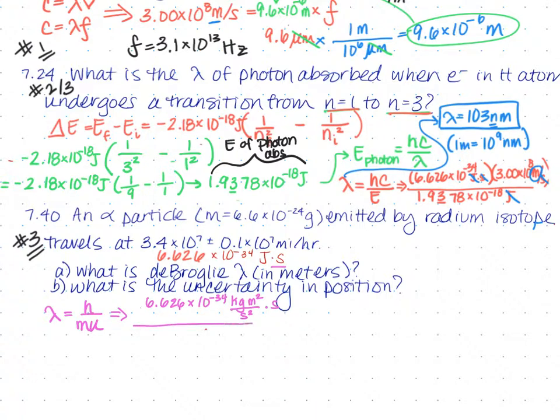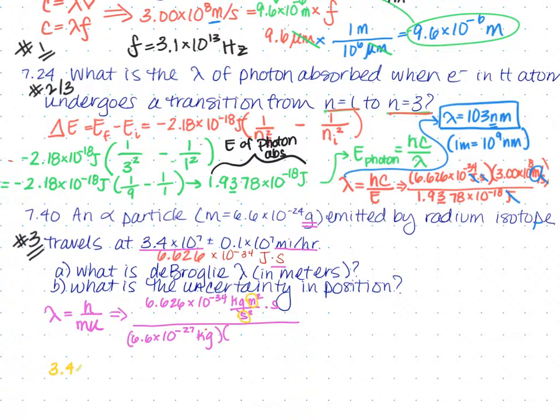over the mass, which is 6.6 times 10 to the, now wait just a second, it's given in grams, so I have to convert that to kilograms since my joule is a kilogram meter squared per second squared. So this should be times 10 to the negative 27th kilograms times the speed, which is given as 3.4 times 10 to the 7th. Notice that's in miles per hour. I would like to get that in meters and seconds. So let's do that conversion down here.